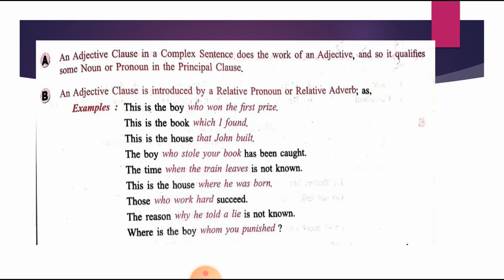Let us see through examples. This is the boy who won the first prize. Relative pronoun: who. This is the book which I found. Which. This is the house that John built. That. The boy who stole your book has been caught. Who stole. The time when the train leaves is not known. This is the house where he was born. Those who work hard succeed. The reason why he told a lie is not known. Where is the boy whom you punished?